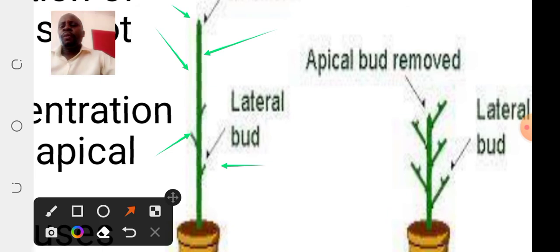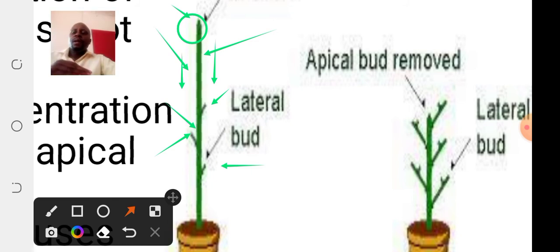So what causes apical dominancy? Apical dominancy is caused by some hormones, as we learned earlier, known as auxins. So auxins are usually produced at the tip here, but they usually move downwards. They usually move downwards by diffusion. So as they move downwards, they usually prevent the lateral buds from germinating. This is what we call apical dominancy. This will make the apical shoot, or the shoot, grow without formation of the lateral buds. So that phenomenon is what we call apical dominancy.